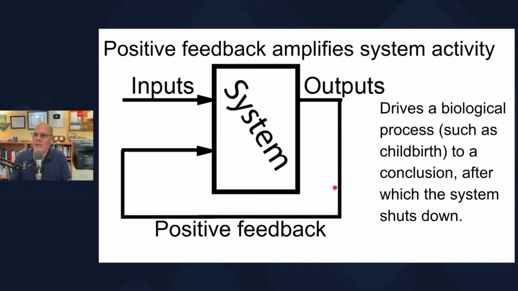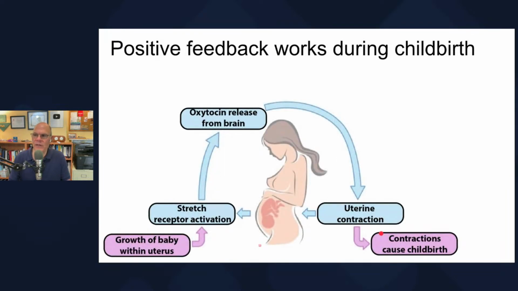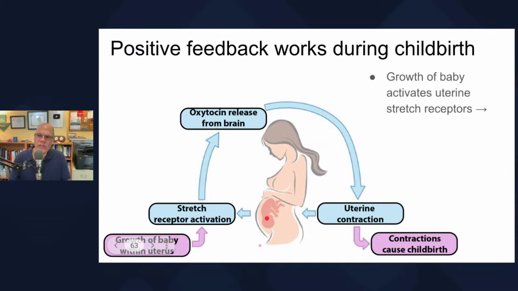So positive feedback amplifies system activity and drives a biological process such as childbirth to a conclusion, after which the system shuts down. So here's how positive feedback works during childbirth. You have a woman who's pregnant, and the growth of the baby causes the uterus, where the fetus is growing, to have stretch receptors in the muscles that make up the uterus be activated.